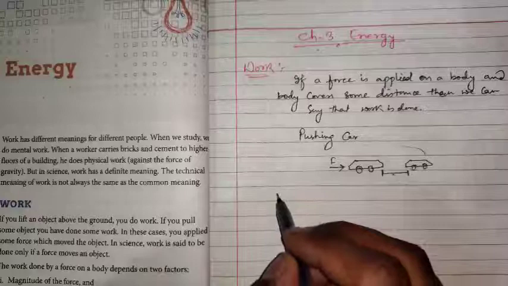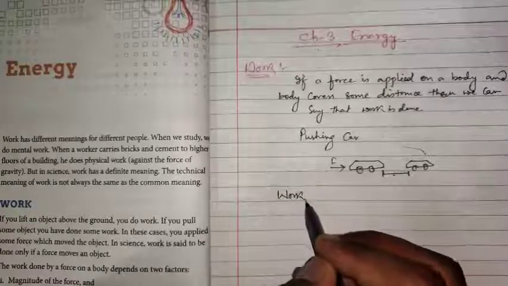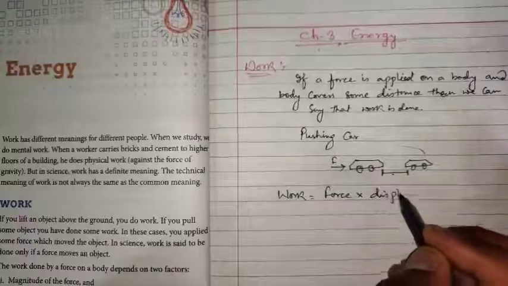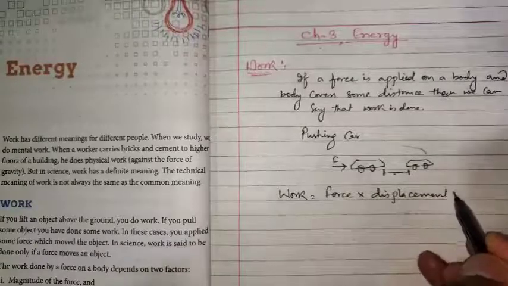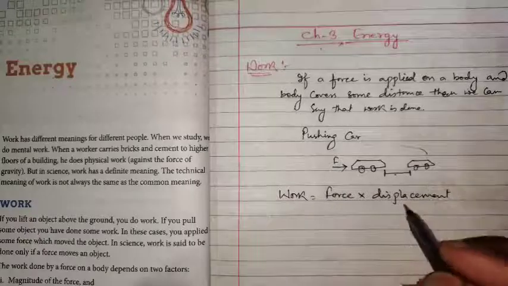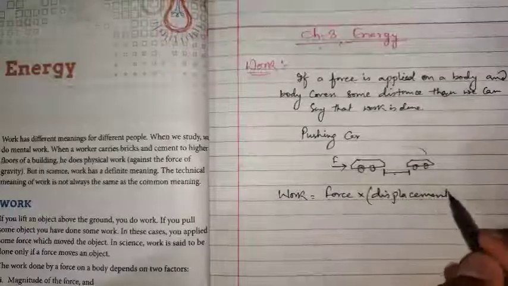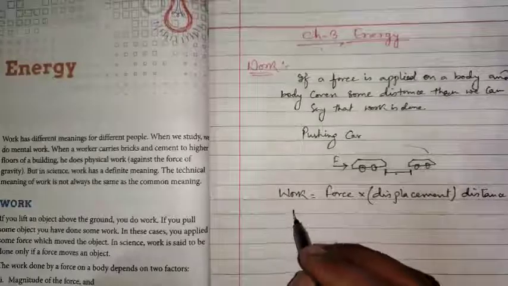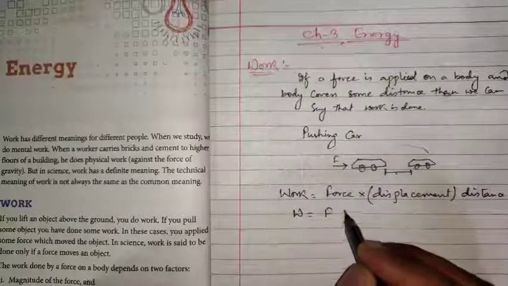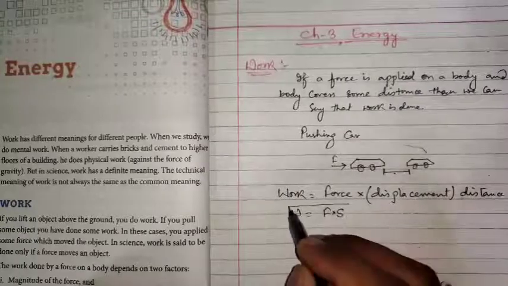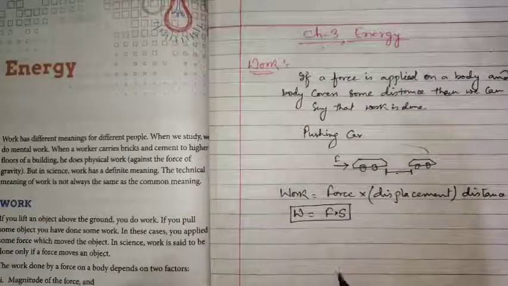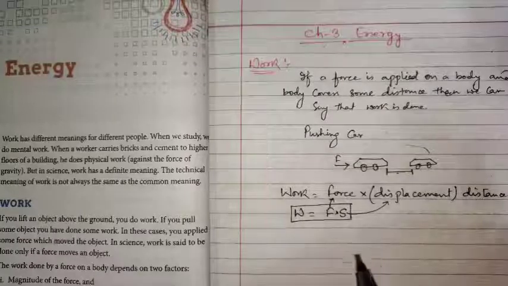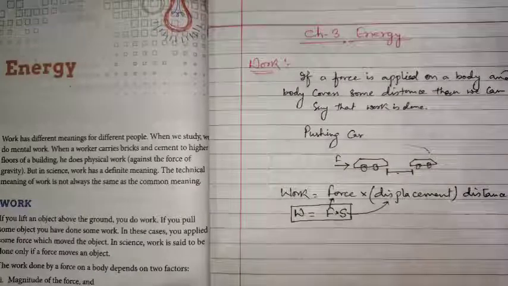There is a formula for work. Work is equal to force into displacement, or you can say force into distance. If we write the symbols, then we can write W is equal to F into S, that is W = Fs. F stands for force and S stands for distance or displacement, whatever we are talking about.